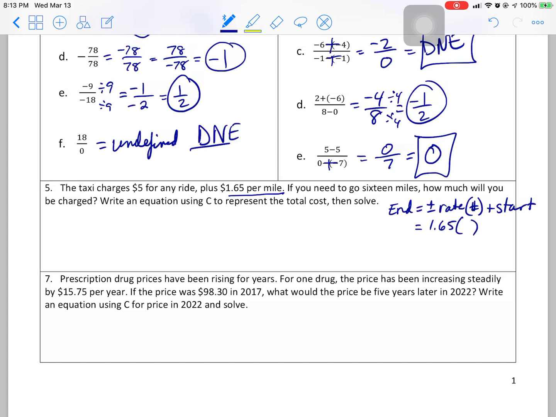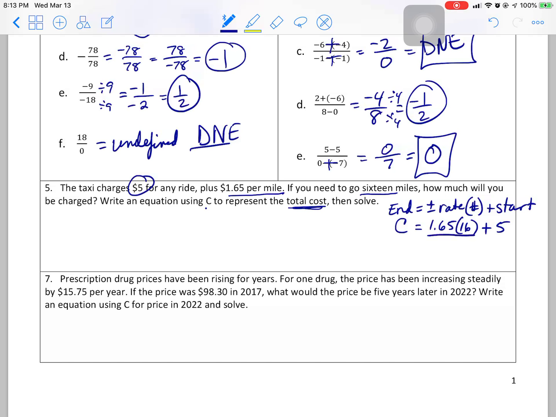Let's see, that is per mile. Does it say anywhere where, right here, 16 miles. So that has to go there. How much will you be charged? Write an equation using a C to represent the total. So the total, or the end, is the C. So that means this right here, this is very logical. $5 to get into the taxi and go anywhere. Then you're going to add 1.65 per mile, and we have 16 miles.